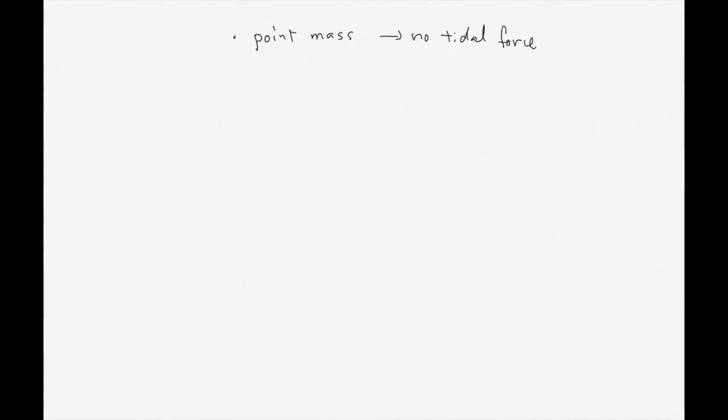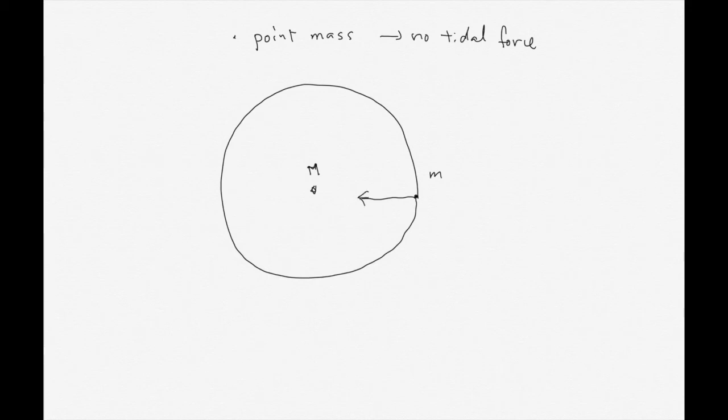Okay, so we consider two objects making a circular motion. The central object has a mass of capital M, and rotates around the point mass with a mass of lowercase m. In this case, two forces act on the point mass. One force is gravity. The other force is a centrifugal force.